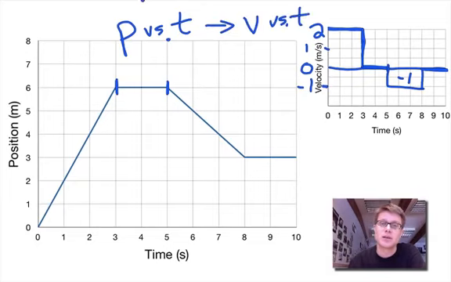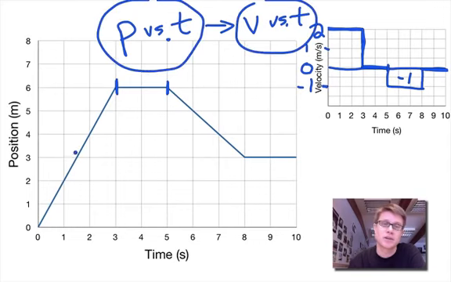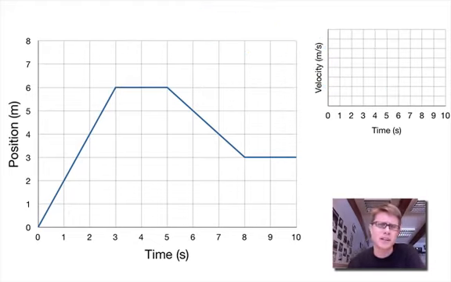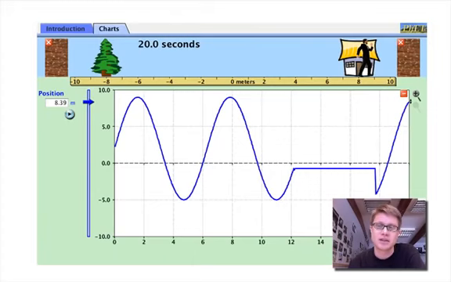And the easy way to do that, position versus time to velocity versus time, is just to figure out the slope. Because if you figure out the slope of the position versus time graph, that'll always tell you the velocity. If that doesn't make sense, go play. It's phet.colorado.edu. Play with the moving man and then take a stab.